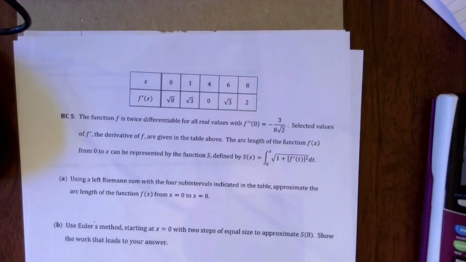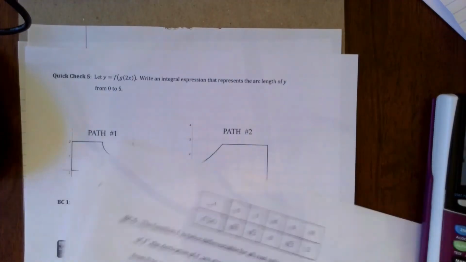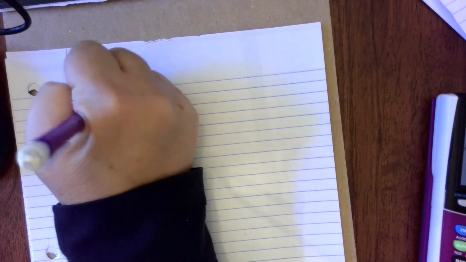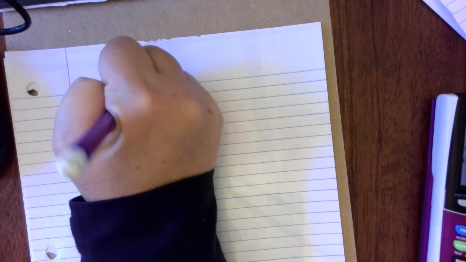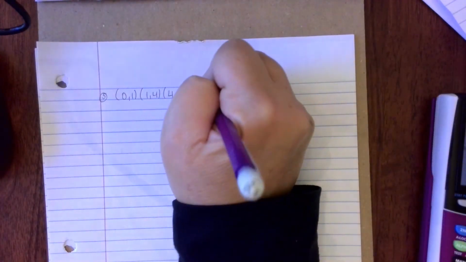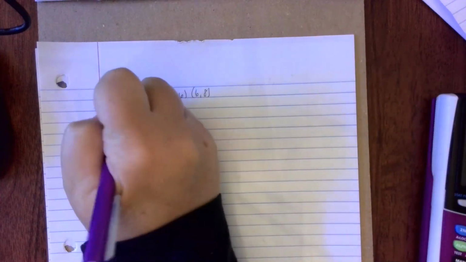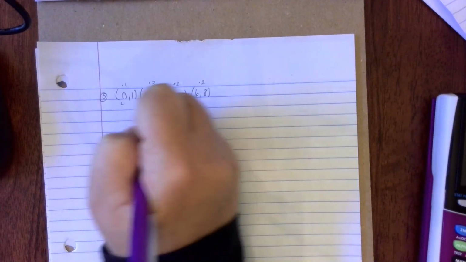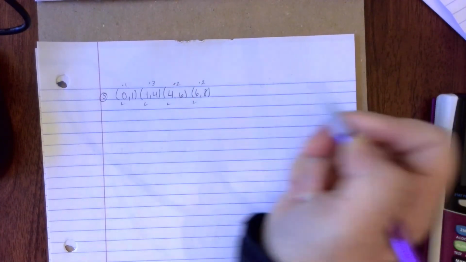All right, so let's just get started a little bit here. Let me get these out of the way. So we know that we're going from 0 to 1, from 1 to 4, from 4 to 6, and from 6 to 8. Okay? So distance here is times 1, distance here is times 3, times 2, times 2. And we're going to be using these left values right here.